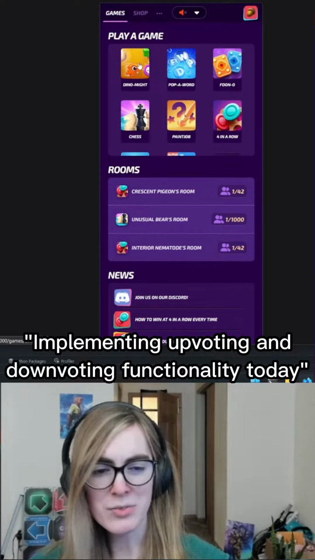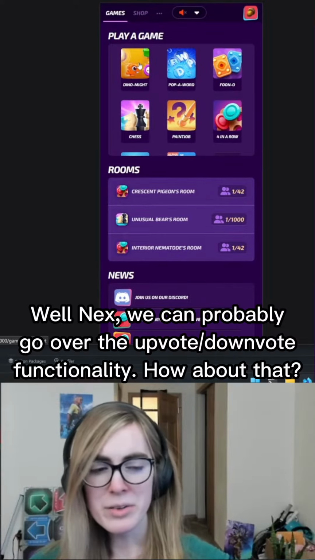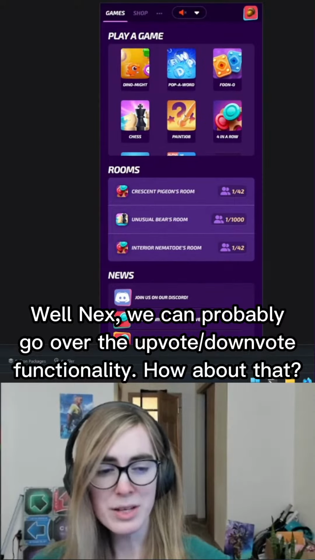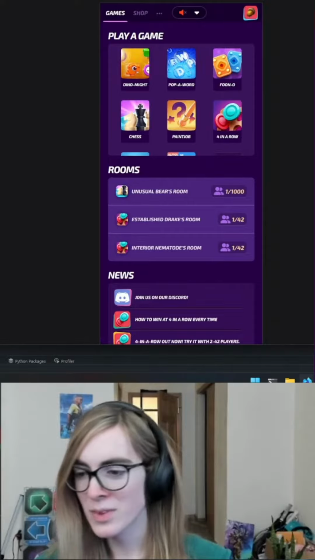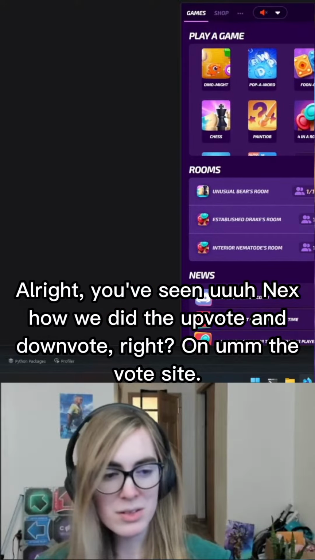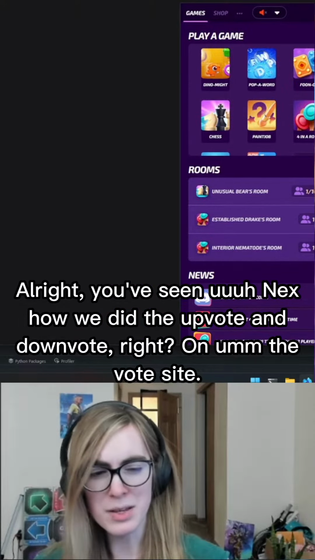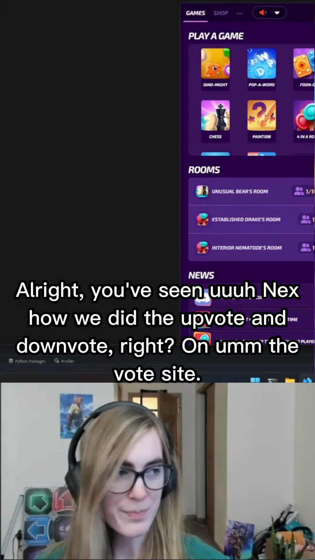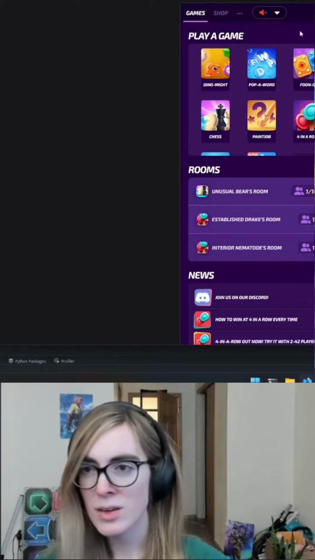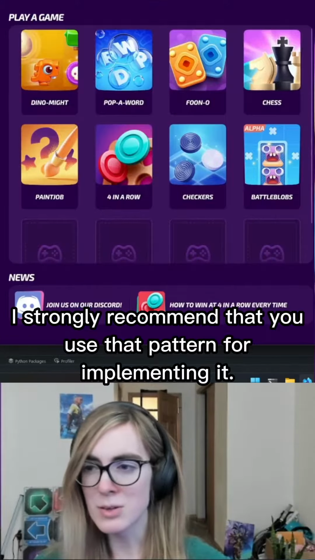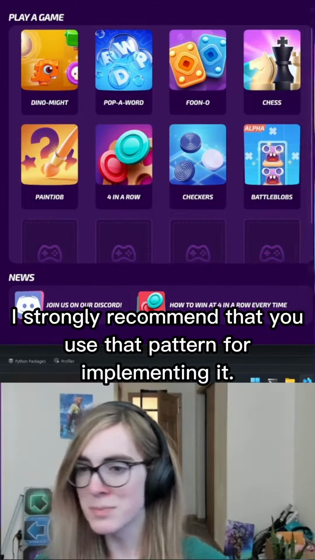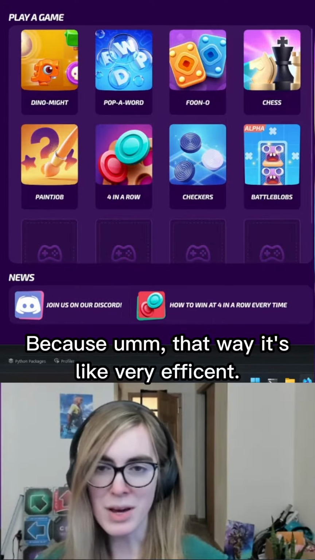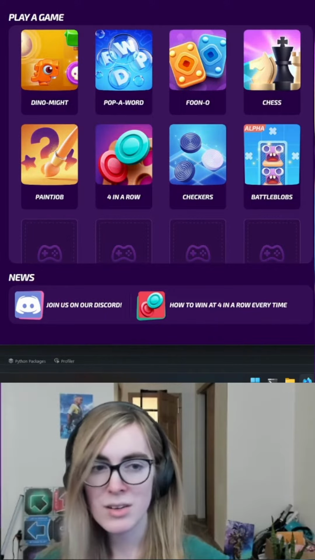Implementing upvoting and downvoting functionality today. Well, next we can probably go over the upvote, downvote functionality. How about that? All right, so you've seen next how we did the upvote and downvote, right? On the vote site. I strongly recommend that you use that pattern for implementing it because that way it's very efficient.